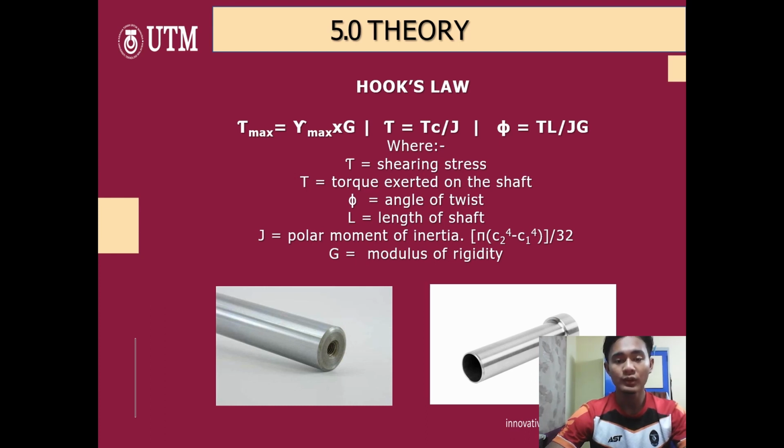When we substitute the equations to get the angle of twist, the equation for angle of twist is equal to T, the torque, times L, the length, divided by J, where J is the polar moment of inertia, times G, the modulus of rigidity. Here I want to clarify that J has a different equation: for example, a solid bar has a different J from a hollow bar.